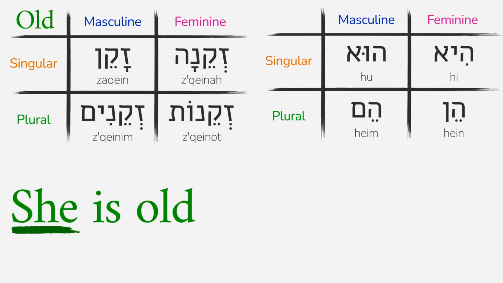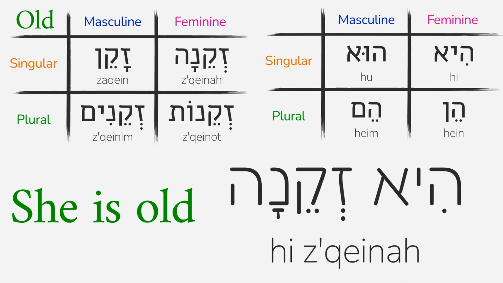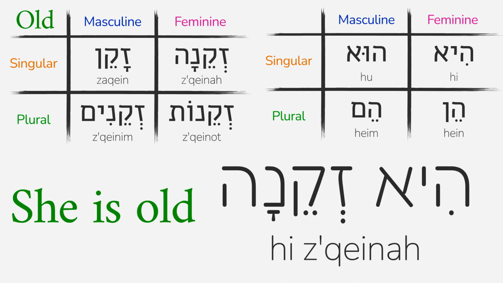Now try she is old. She in Hebrew is he, a feminine singular subject, and so the Hebrew word for old must also be in feminine singular form. So we'll use zakaina. He zakaina. She is old.